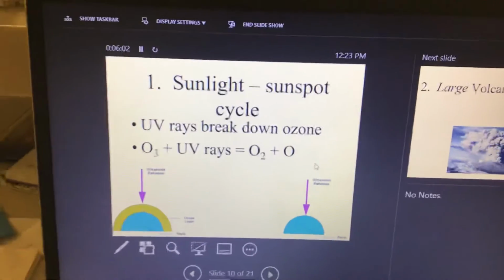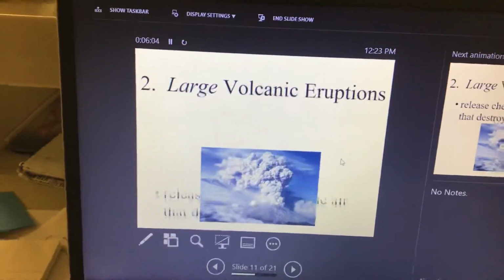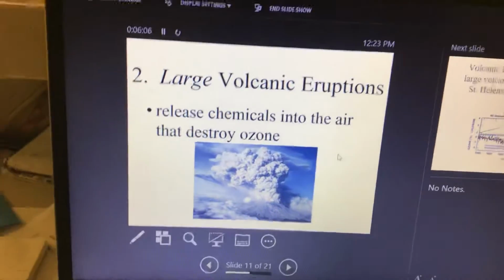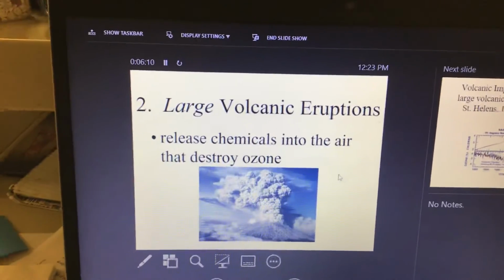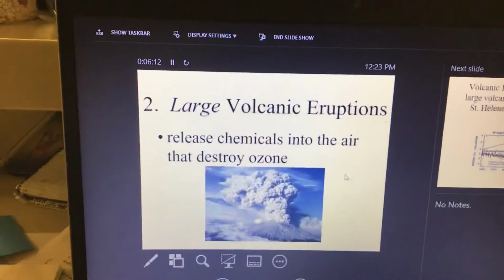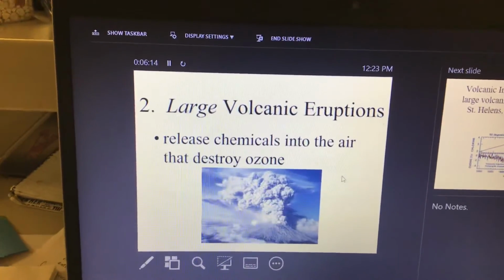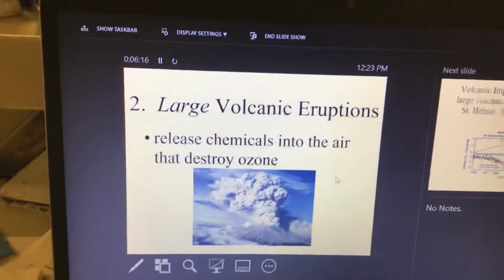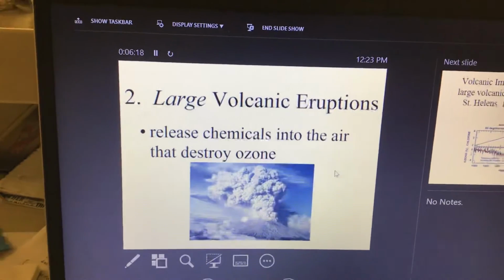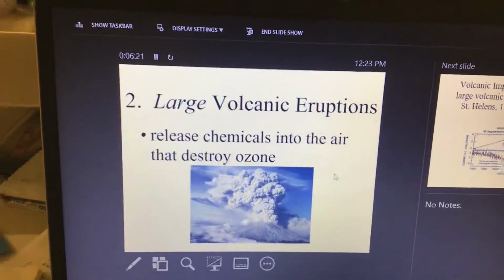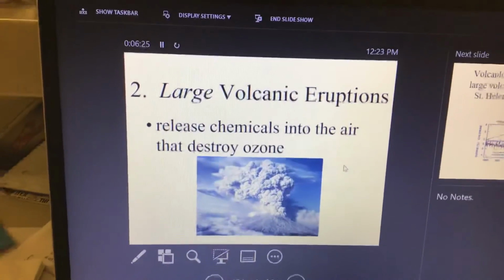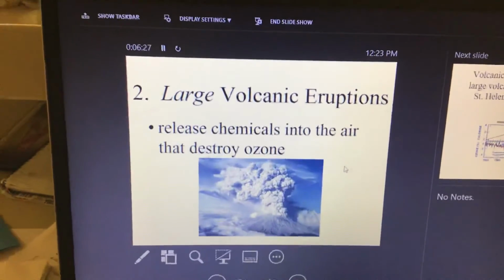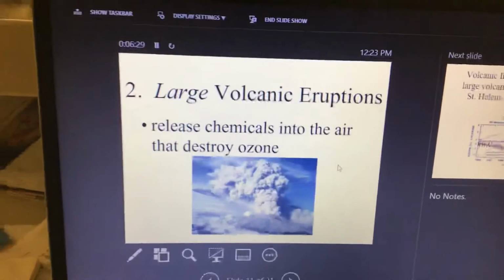So sunlight can break it up. Large volcanic eruptions can break it up. Go ahead and write this down. They release gases and chemicals in the air that destroy ozone. This is a natural thing. It happens. There's not a ton of large volcanic eruptions throughout the world on any given year. But it's natural. So sunlight, naturally going to happen. Large volcanic eruptions, naturally going to happen.